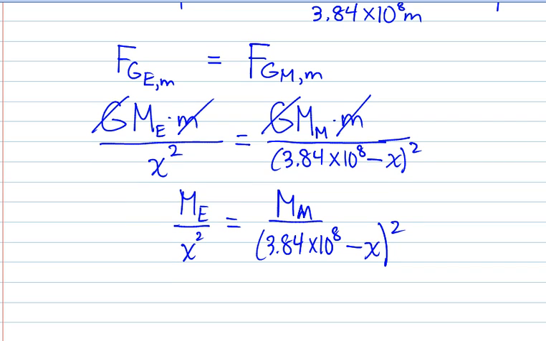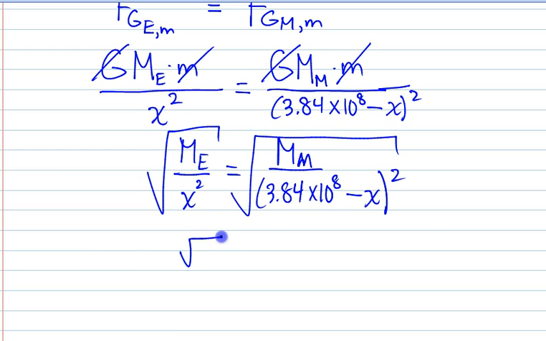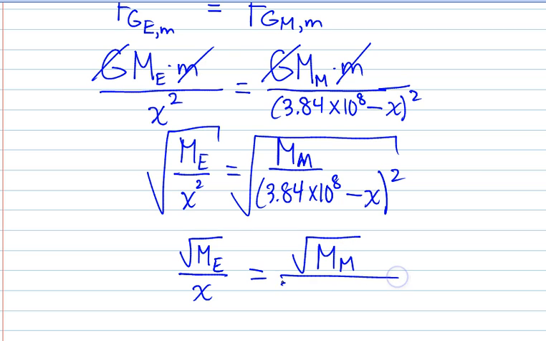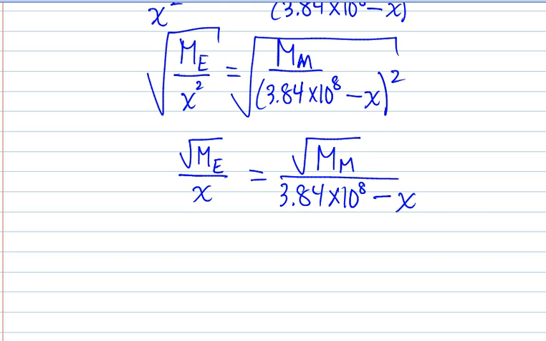Well, let's get rid of those squares. Let's just take the square root of everything. So that means that I get the square root of the mass of the Earth over x is equal to the square root of the mass of the Moon over 3.84 times 10 to the 8th minus x. Okay, now the rest of this is just algebra.